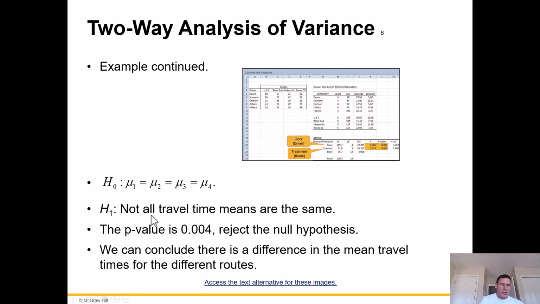So my null hypothesis is the same as before. We're just saying everything is equal to each other. My H sub 1, same as before, right? Not all travel time means are the same, because this is the inequality. P-value is 0.004. So now what can we do? We can reject the null hypothesis. So now, because we took into account that blocking variable, we can conclude there is a difference in the mean travel times for the different routes.